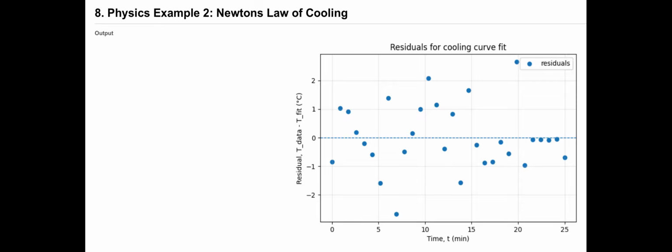This step is vital to ensure that we have not introduced any systematic bias in our 3-parameter model. Just like in the decay example, the cooling residuals show a healthy random distribution around 0. This gives us confidence that our parameters represent the actual physical constants of the system.